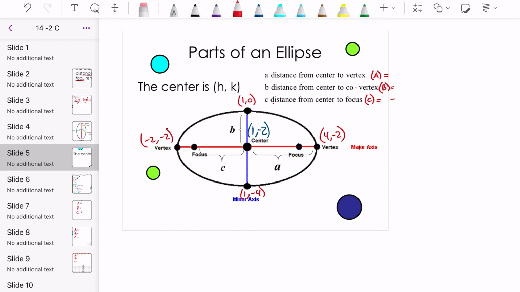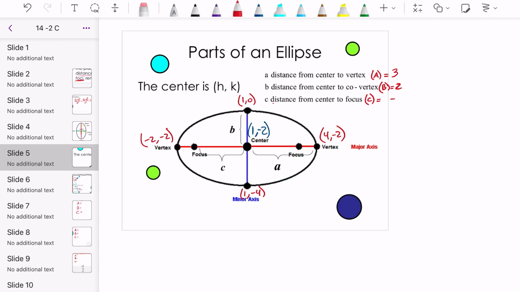We are going to begin with finding the distance from the center to the vertex. Considering how we're at 1, -2, and we're going to 4, -2, the distance from 1 to 4 would give us a numerical value of 3. When we're taking a look at the co-vertex, we're looking at the -2 to 0, which would be a distance of 2.